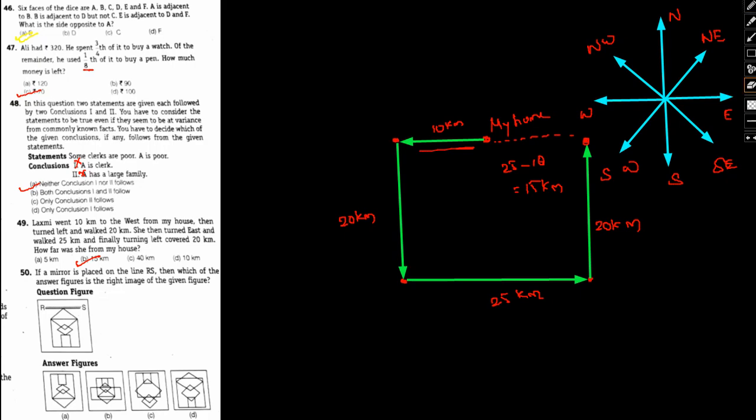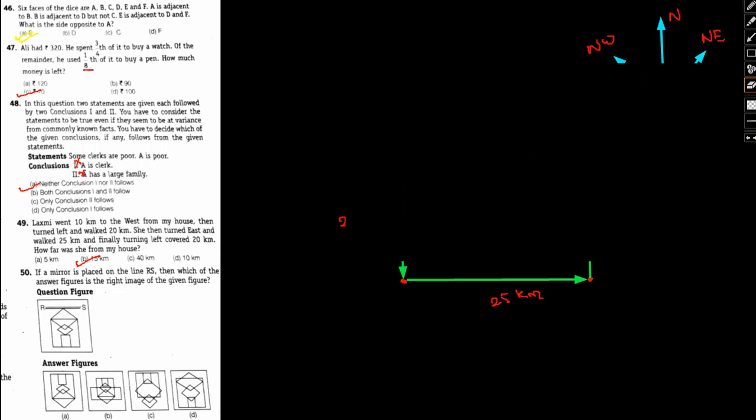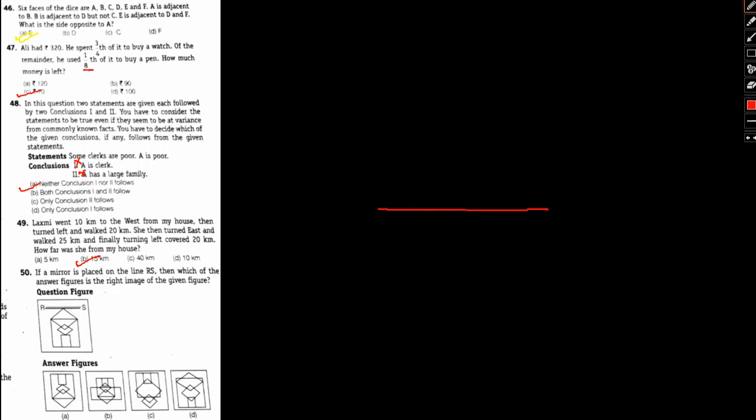So having said that, let's move on to the very last question. If a mirror is placed in the line RS, then which of the following figures is the right image of the same? Let me just draw. Say this is my mirror. We know that anything in front of a mirror, the object comes out to be inverted. So say this is R, this is S.